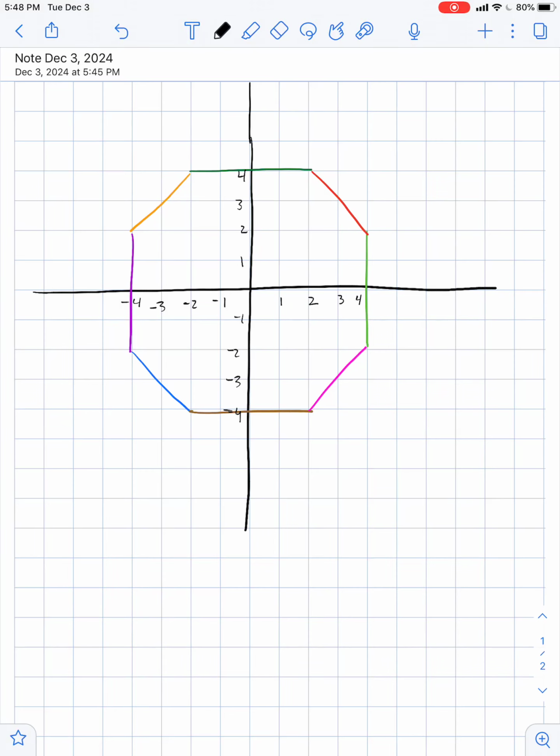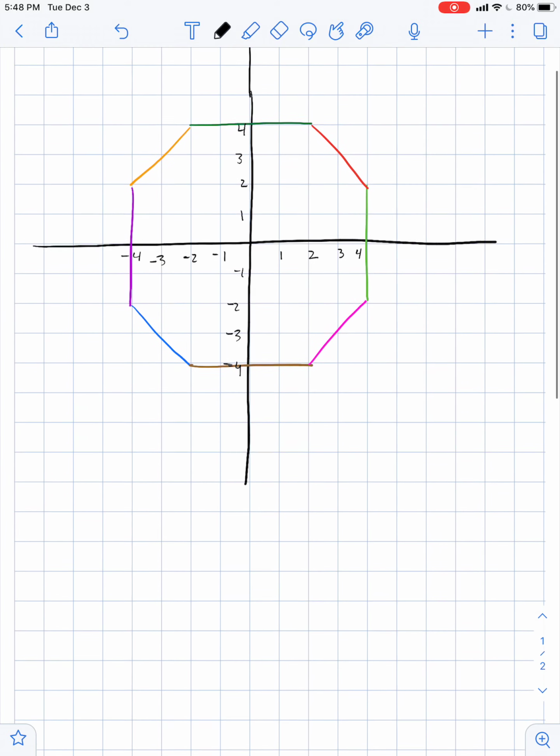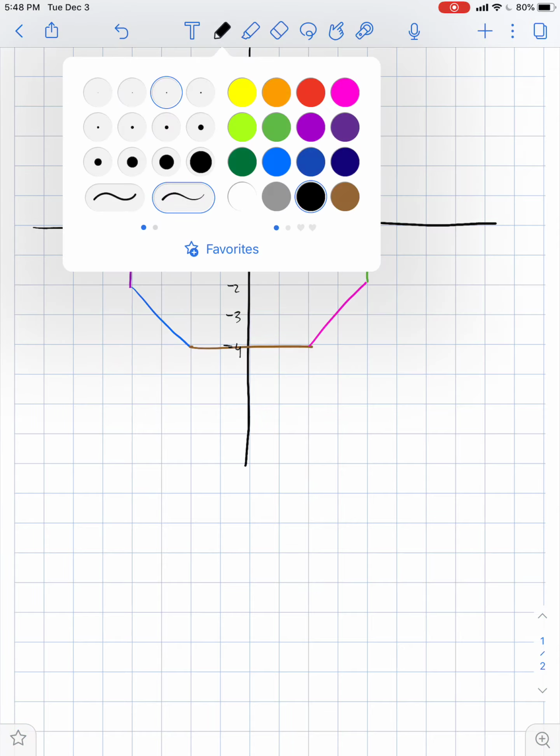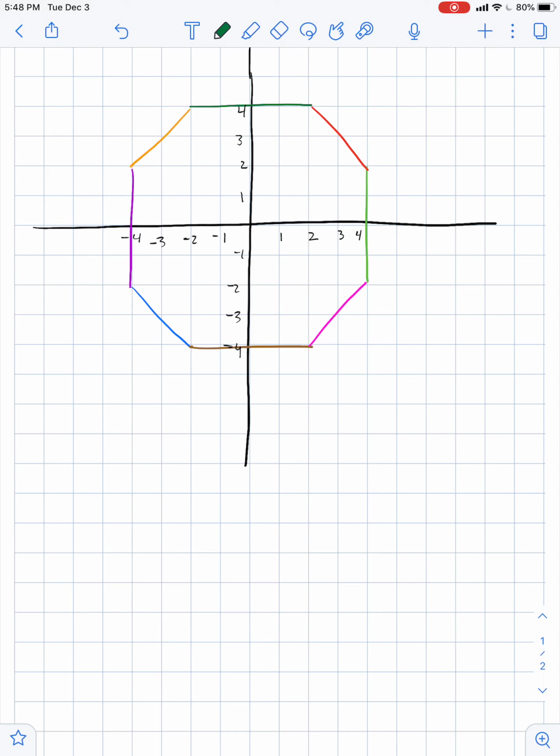So what I'm going to go over is show you on your project the steps that you need to do. I've already drawn a picture on here and color coded it so you can see which ones I am talking about. I'm going to start at the top with the green. When you look at this green, you'll notice that this point here is (2, 4), and this point over here is (-2, 4).